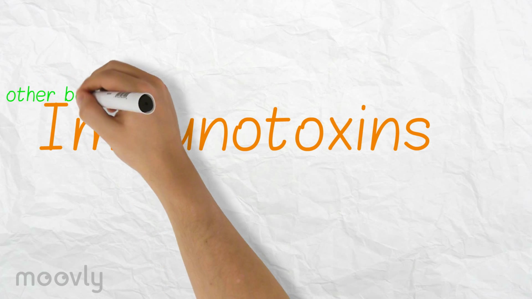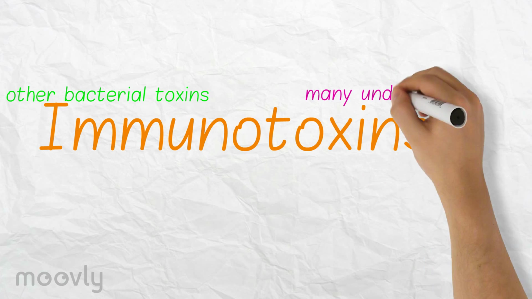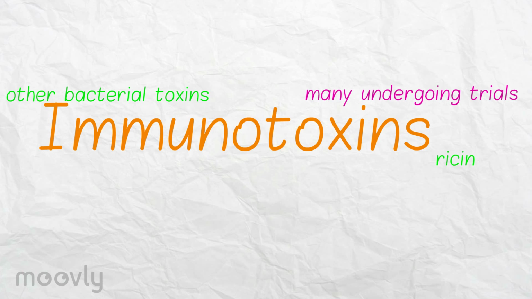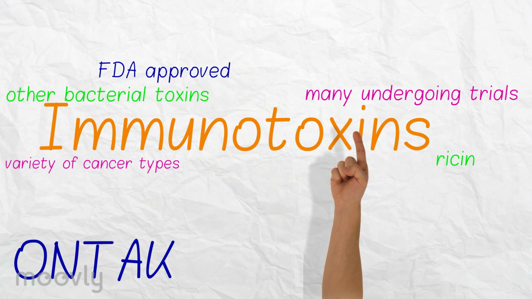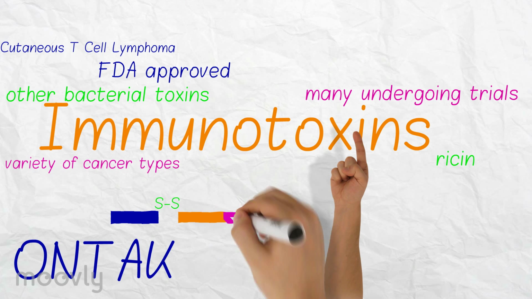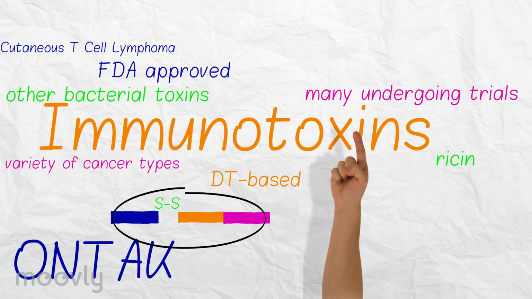To date, immunotoxins have been made using bacterial toxins other than DT and even the plant-based toxin ricin. Many immunotoxins are currently undergoing clinical trials, and there is hope that they will soon be used for the treatment of a variety of cancer types. There is one FDA-approved immunotoxin called ONTAK that is used to treat cutaneous T-cell lymphoma. ONTAK is in fact a DT-based immunotoxin, and there are several other DT-based compounds under investigation.